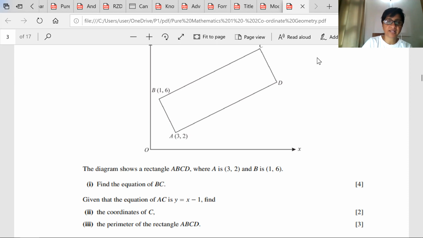Has anyone found the length AB? What's AB equal to? So you need AB, you need BC, and then you can add the two and double it. Length of AB is 6 minus 2 squared plus 1 squared, and this. BC.